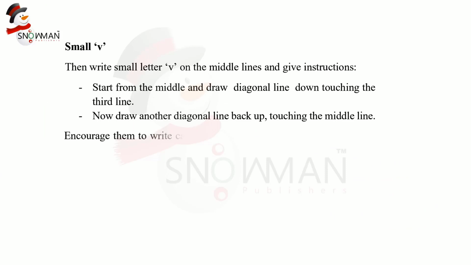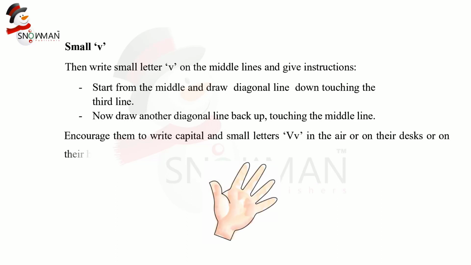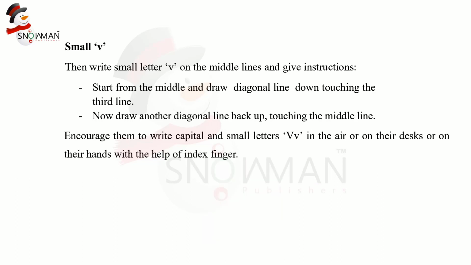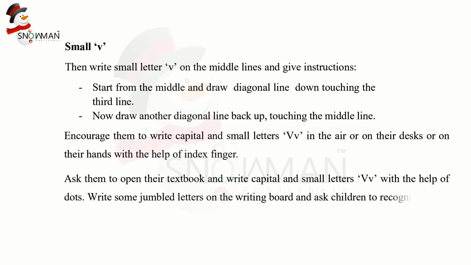Encourage them to write capital and small letters V in the air, or on their desks, or on their hands with the help of the index finger. Ask them to open their textbooks and write capital and small letters V with the help of dots. Write some jumbled letters on the writing board and ask the children to recognize V.